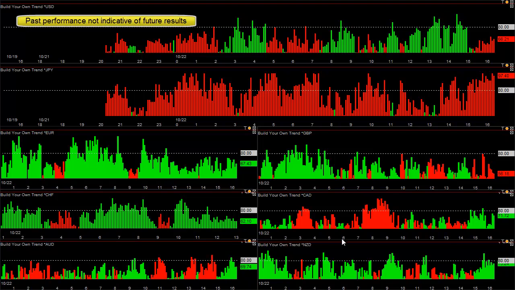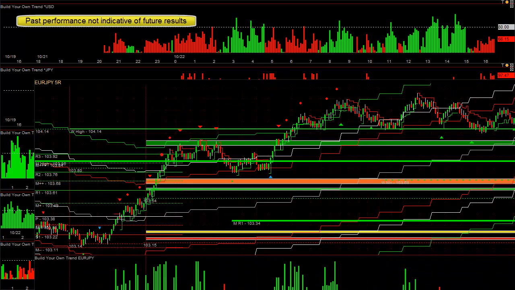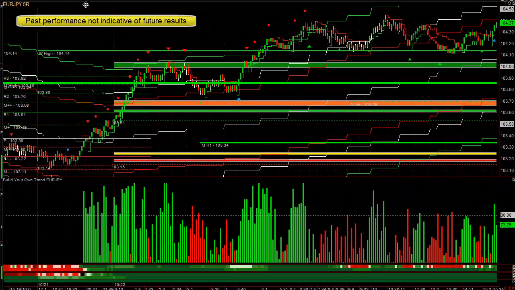The pound's also strong today, and the New Zealand's strong. So these are ones you want to buy. You want to buy the euro yen. You want to buy the Swiss yen, you want to buy the pound yen, and you want to buy the New Zealand yen. So let's bring those up. Here's the euro yen. I'm going to bring this up.